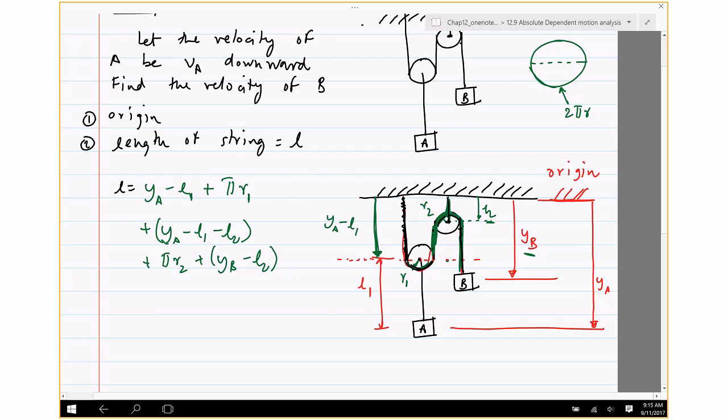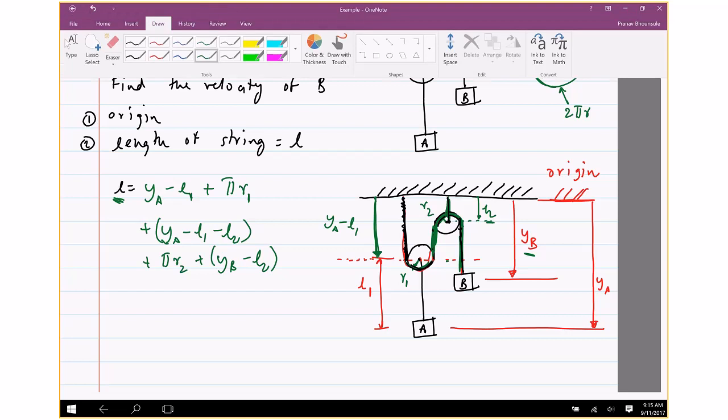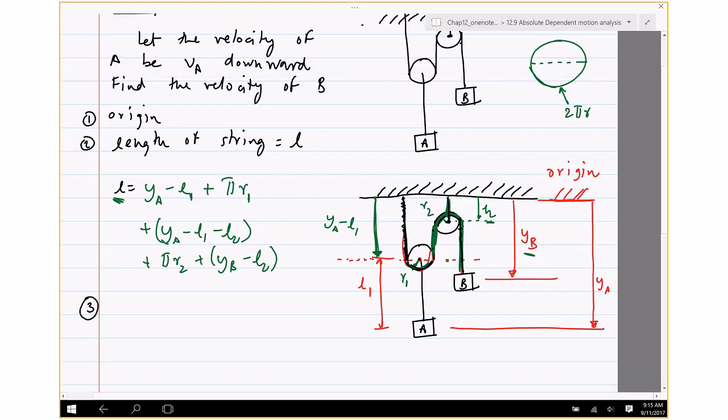So what I did was I wrote the length of the string which wraps around both the pulleys. Okay? Is that okay? Do you see how I got this? So step at a time, just go length at a time. Then use the same idea we used earlier: once you have an expression relating the variables of interest, you take the derivative with respect to time.